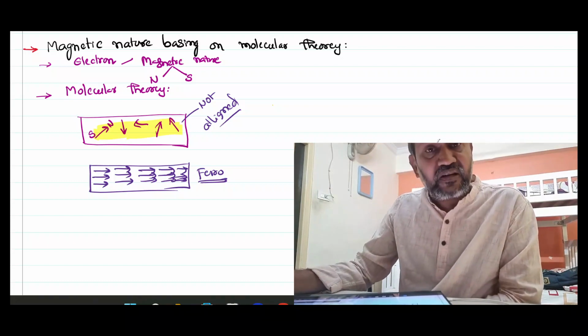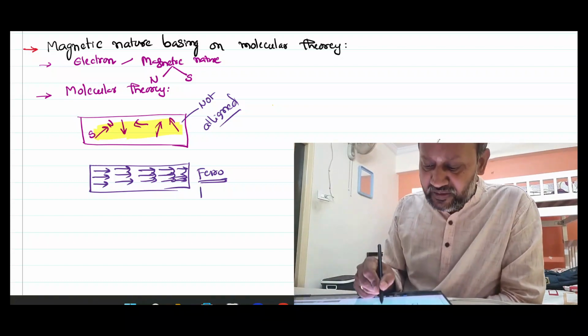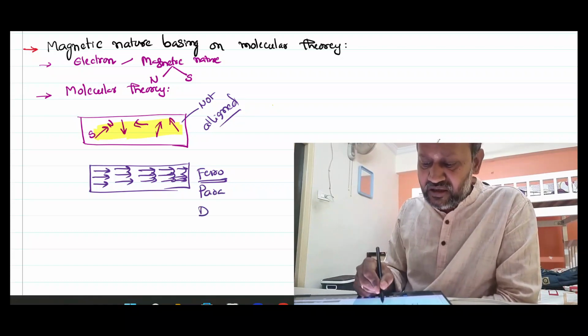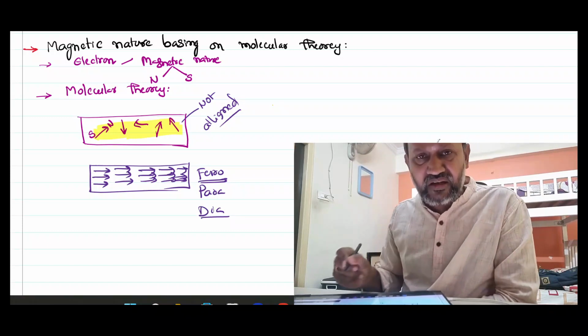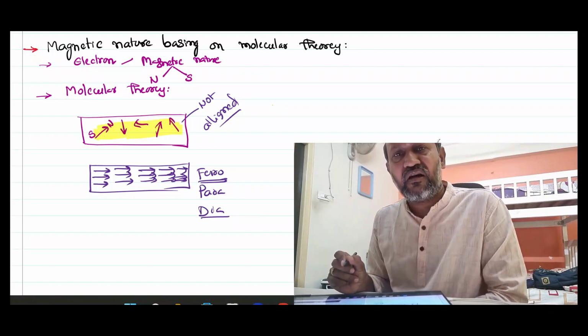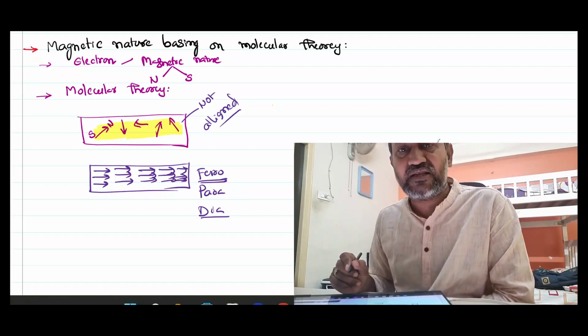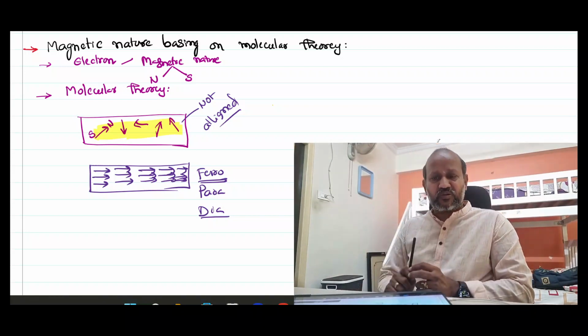There are different kinds of magnetic materials: ferro, a strong magnetic material; para, a weak magnetic material; and dia, very weak, but in the reverse way. It behaves in a reverse way. So how do they behave? What are their properties? We'll be talking about that in the course of action.